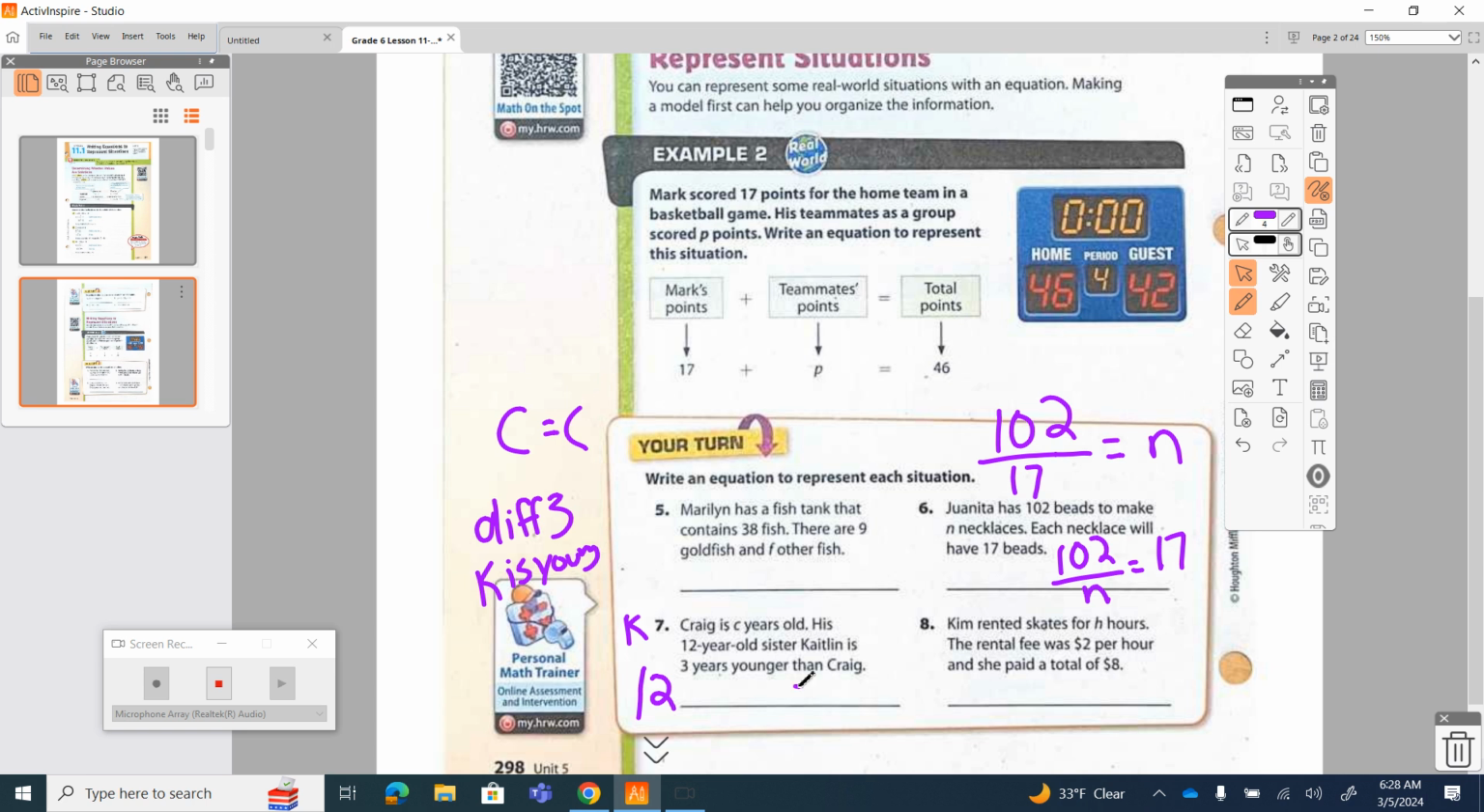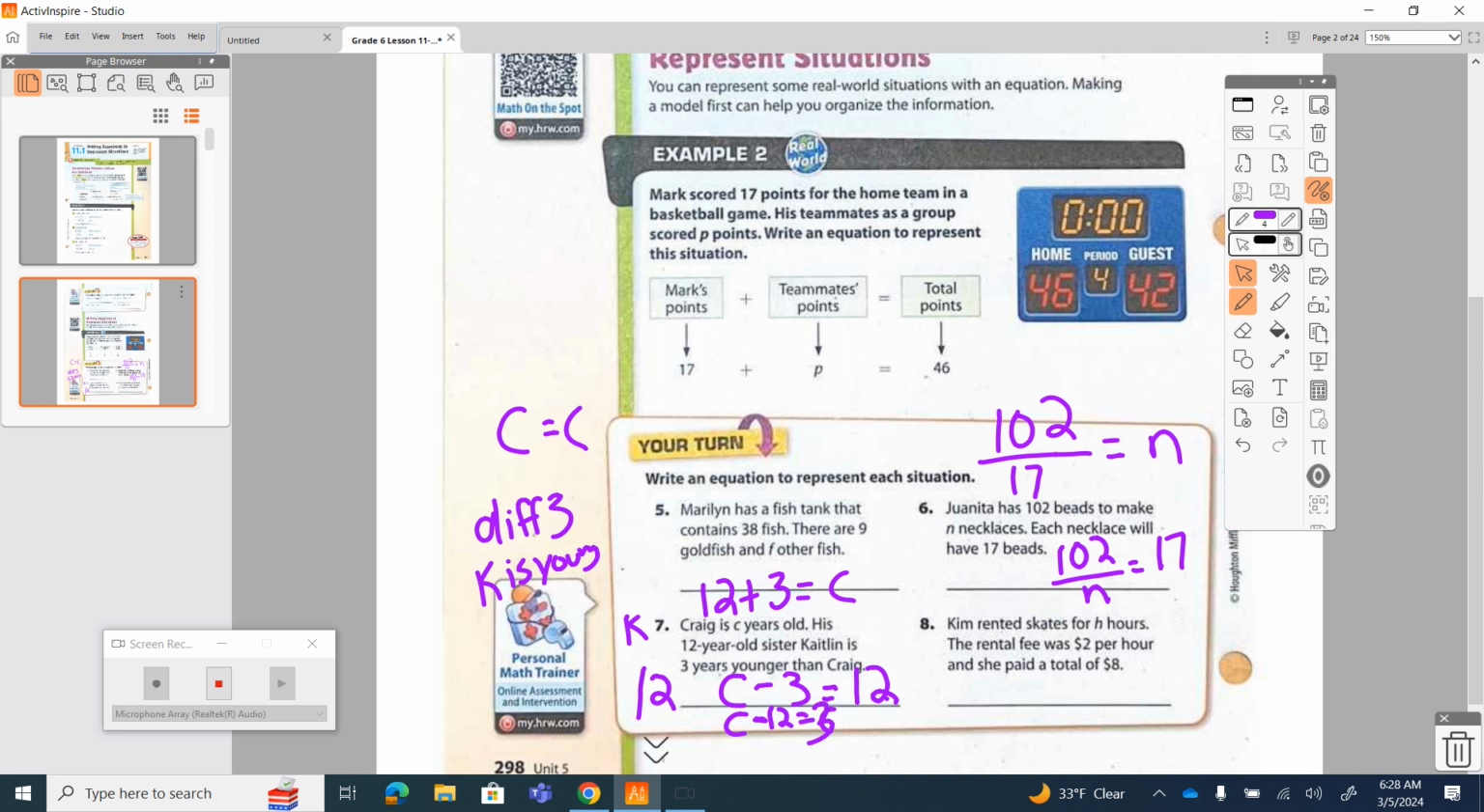So if Caitlin's younger, let's think about this. I would take C minus 3, and you get 12. So he's C years old, Caitlin's 12, and she's 3 years younger. You could have also done 12 plus 3 equals C, and you could have done C minus 12 equals 3. Any of those would actually be correct.